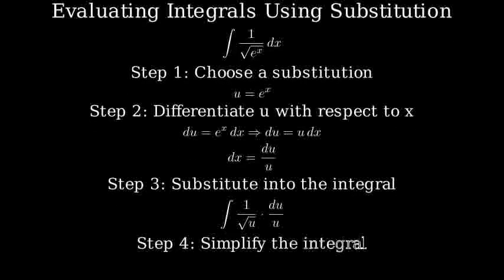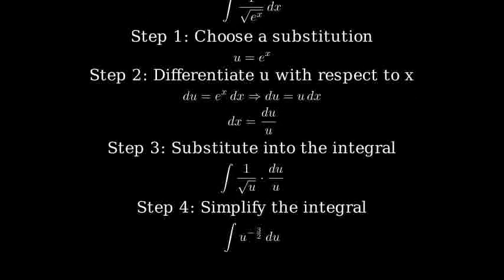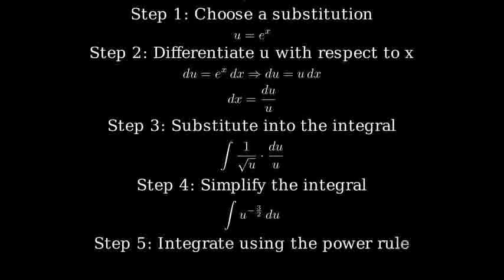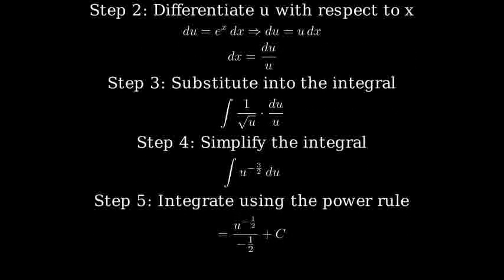Step 5. Integrate using the power rule for integration. Add 1 to the exponent and divide by the new exponent. The power rule gives us u to the power of negative 1/2 divided by negative 1/2. Step 6. Let's simplify this. Dividing by negative 1/2 is the same as multiplying by negative 2. We get negative 2 times u to the power of negative 1/2 plus c.